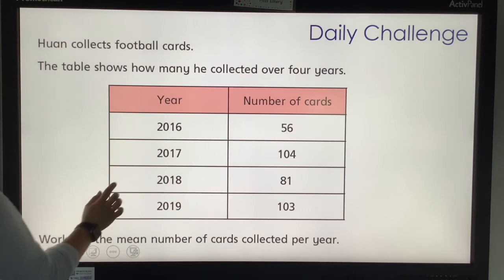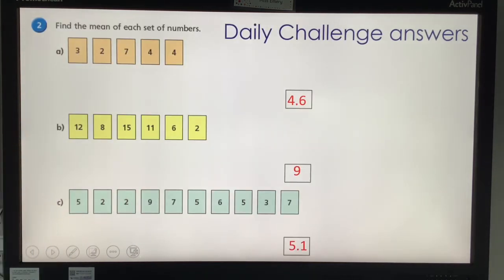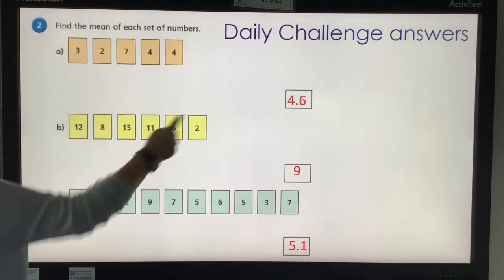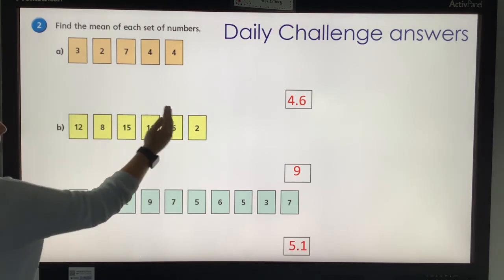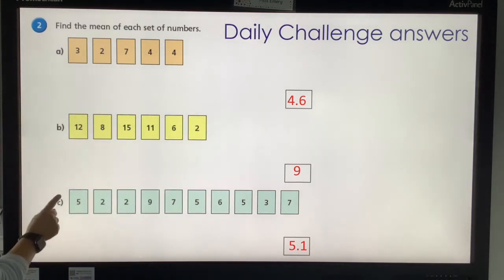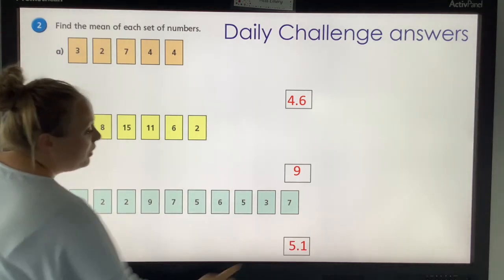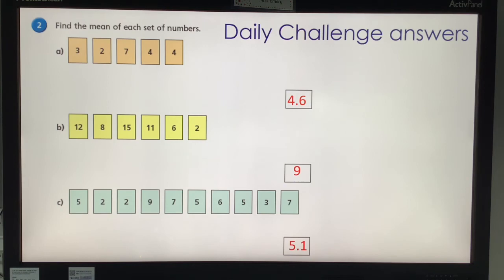So, answers. So if I was to add 3, 2, 7, 4 and 4 together, and then divide it by 5, I'd get 4.6. Again, add them together and divide it by how many I've got, I'd get 9, and add them all together and divide it by how many I've got, and I get 5.1. Now, it's okay for an average to be a decimal, because it's not the exact amount, it's just the average.